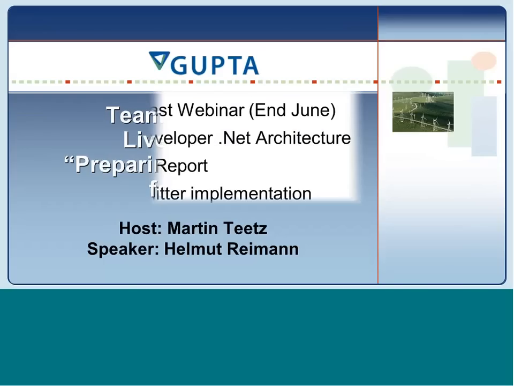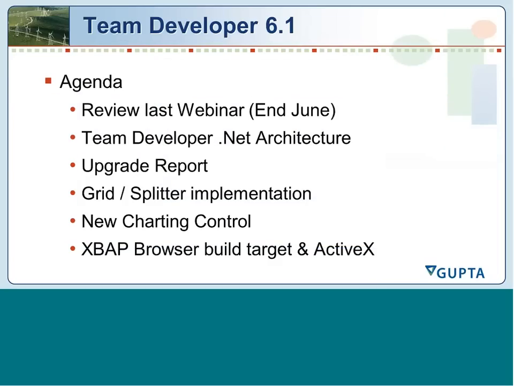Today I want to have a short review of the last webinar, which was done in June. I want to talk about the Team Developer .NET architecture, that means the difference between Win32 and .NET build targets. I want to talk again about the Upgrade Report because this is a very useful tool. It gives you an overview of what should be done in your source code to get your application running on .NET.